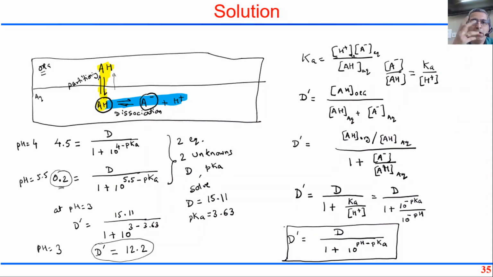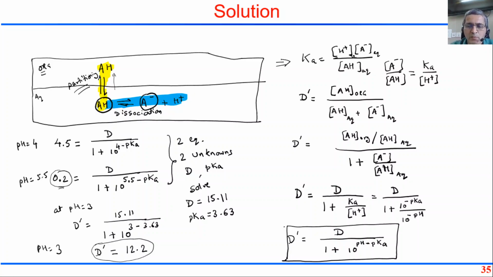We have two equilibria: one between the undissociated form of the acid or the base, and the second is the dissociation in the aqueous phase. By tailoring the H plus ion concentration, we can keep more of AH in the aqueous phase or make more of AH go into the organic phase. That's how we are able to manipulate, because the equilibria is governed by the dissociation equilibria here. One equilibrium is here and the other equilibrium is the partitioning equilibrium.